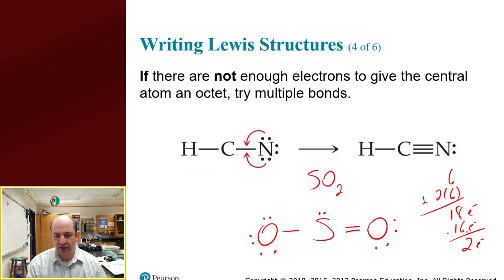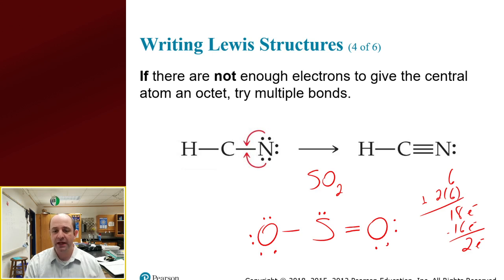And now, do we have 18 total? 2, 4, 6, 8, 10, 12, 14, 16, 18. Yes, we do. Does everything still have an octet? 2, 4, 6, 8, 2, 4, 6, 8, 2, 4, 6, 8. Everything's got the octet. That structure is good. All right, so that's how we draw the basic structures.